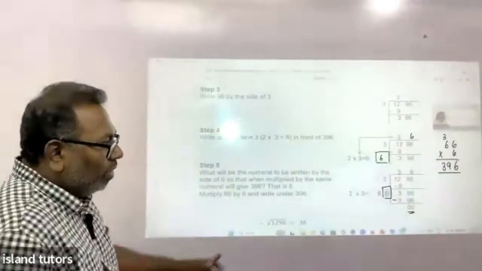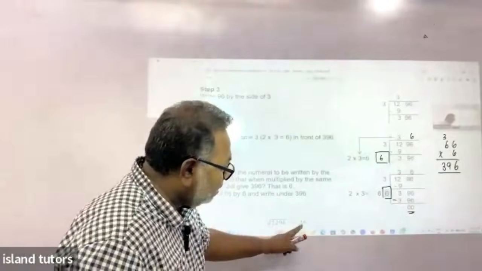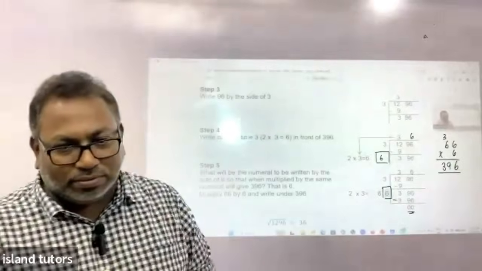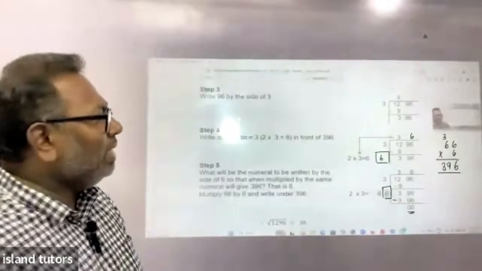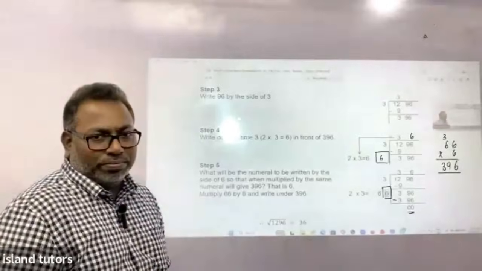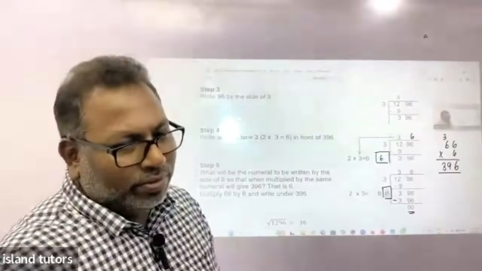So therefore, what do we know? The square root of 1296 is 6. You got it? Right? We will do it through a question, then it's easy to remember.